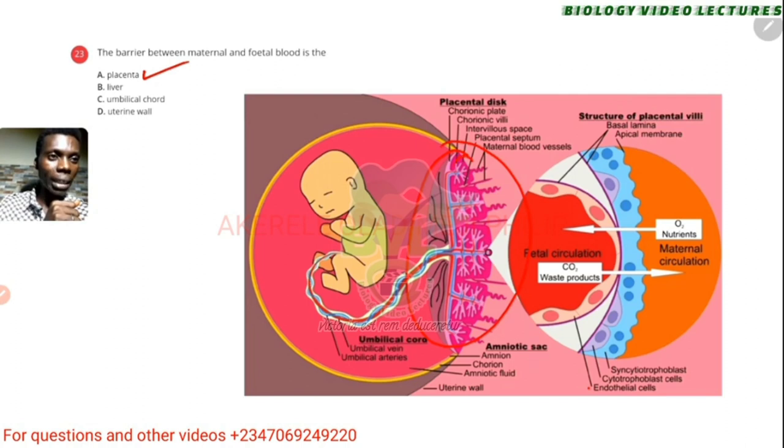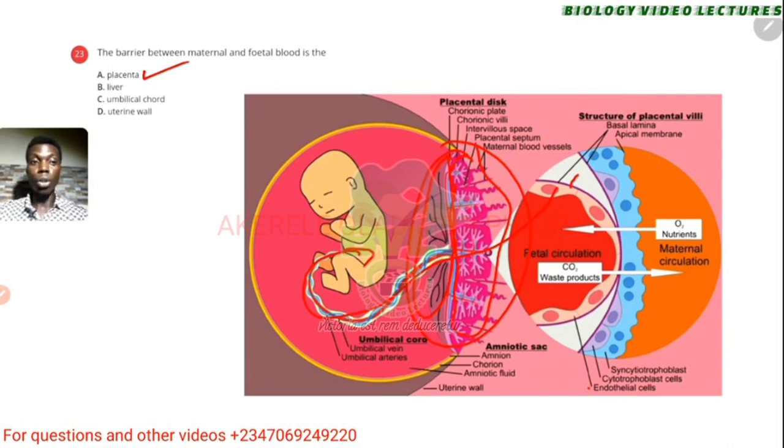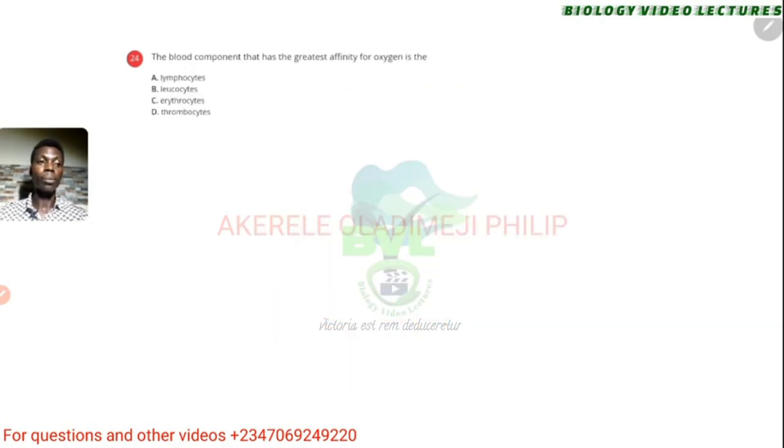So this is the maternal part, and this is the fetal part of the placenta. So that's the barrier that separates the two of them, basically. All the nutrients from the mother go from the mother to the baby through the umbilical cord, and all the waste products from the baby go from the baby through the umbilical cord to the placenta, then to the mother's body.